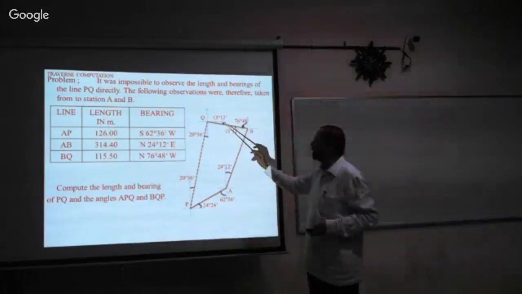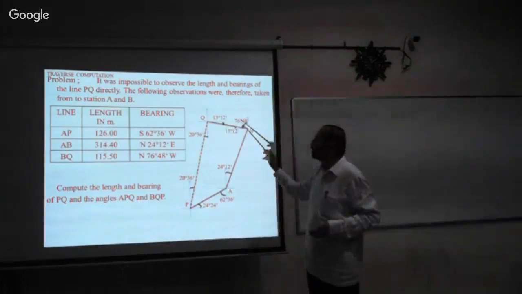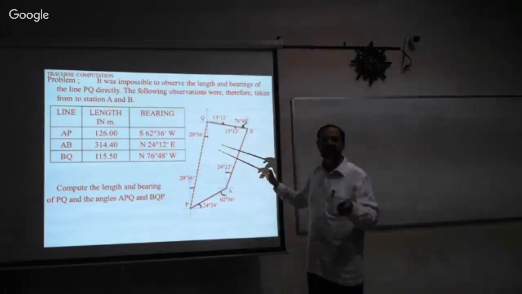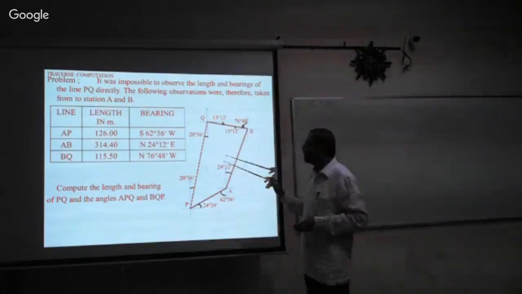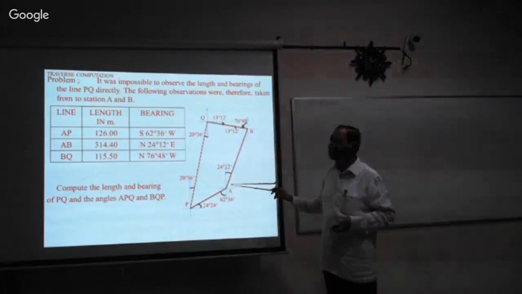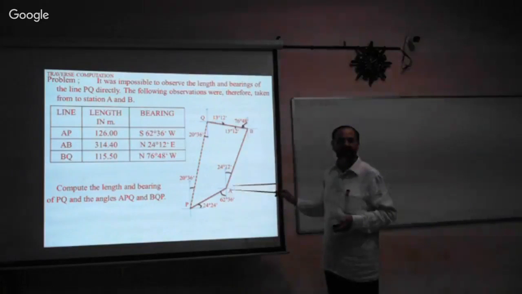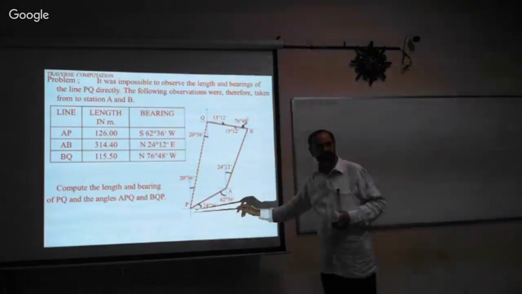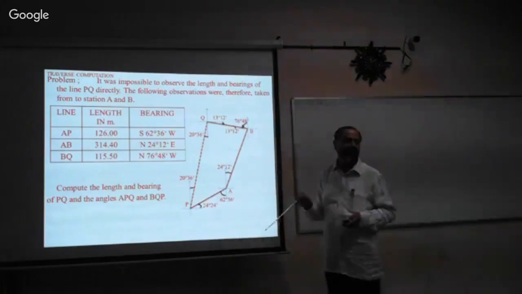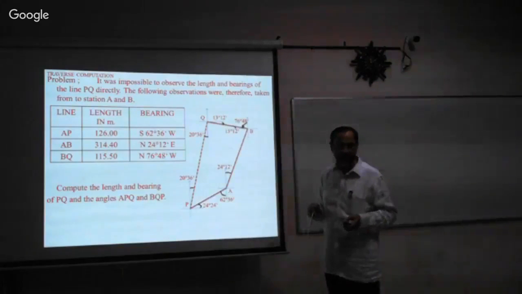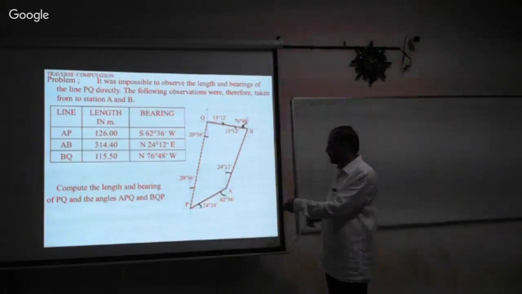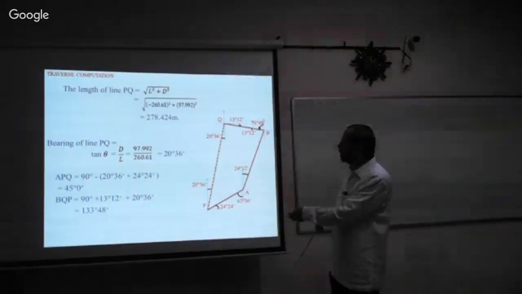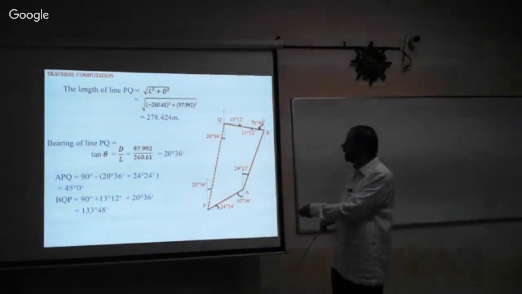Calculate the sigma L, latitude and departure of QB, and take the corresponding signs and the corresponding quadrantal bearing. Similarly, calculate the length and bearing of the line BA and take the corresponding signs, and similarly AP. Then PQ is left out. Understood? Can we go ahead like this? Okay, yes, we'll go. This is how we can calculate the length and bearing of PQ.